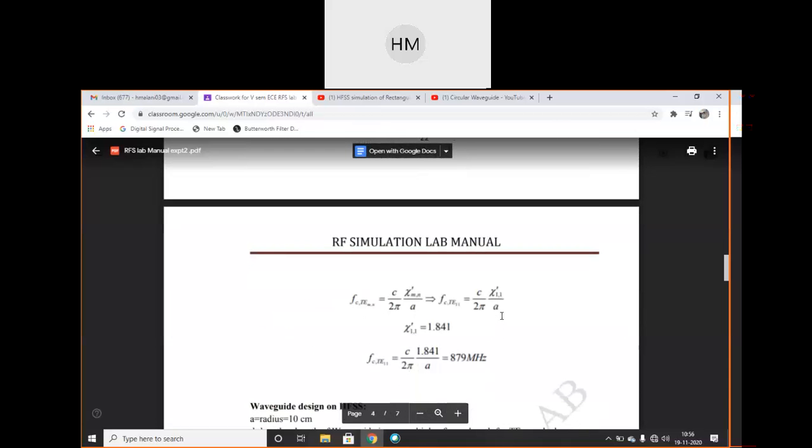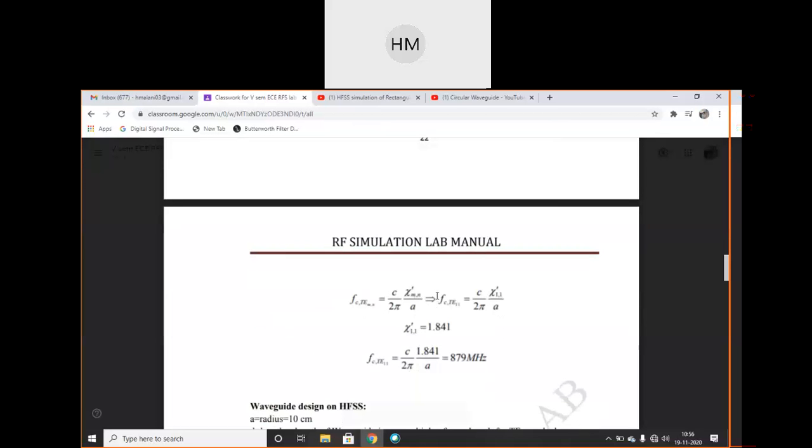So this is my formula for 1, 1. M and N values I am taking as 1, 1. And this derivative of the Bessel function comes out to be 1.841, which is a standard value. No need to calculate, you can directly use this value. So Fc, the cutoff frequency for this circular waveguide with radius 10 centimeter, is coming out to be 879 megahertz. C upon 2 pi, 1.841 upon A.